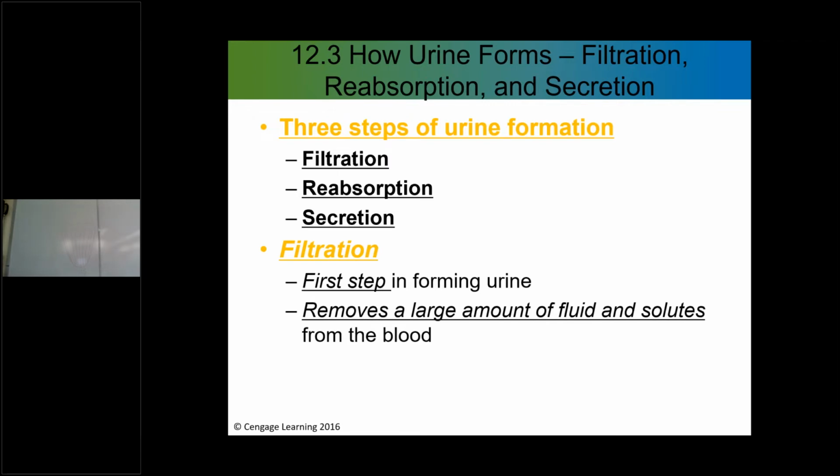Filtration. We filter the blood. That's in the glomerulus. That knot of capillaries, right, covered in the capsule, that's where we're filtering the blood. So filtration takes place first.